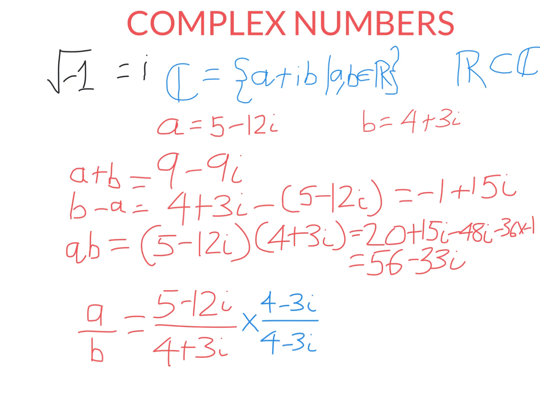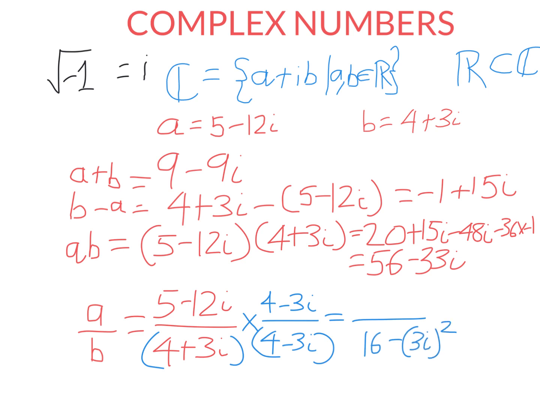So why would I bother multiplying by 4 minus 3i? Well, if we use our difference of two squares, we have a plus b times a minus b. The answer is just a squared minus b squared. The answer to 4 plus 3i times 4 minus 3i is just 4 squared minus 3i squared.